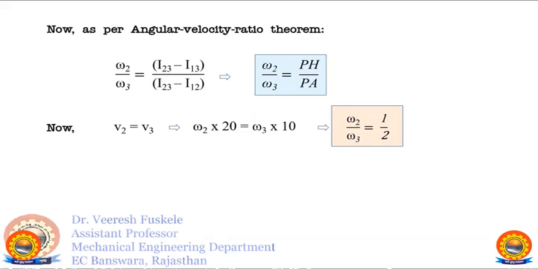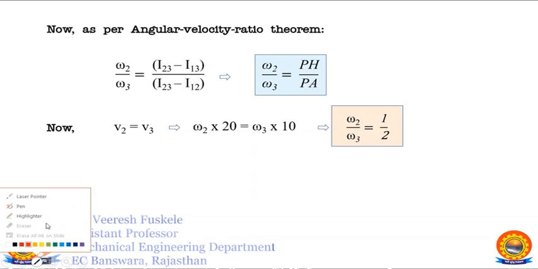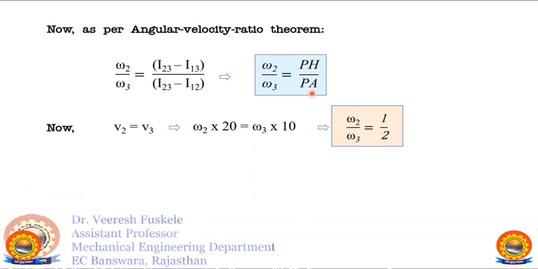So finally, from these two relations we can write that PA is equal to 2pH. This PA will be equal to 2 times pH. Let's see what we'll have in the options now.